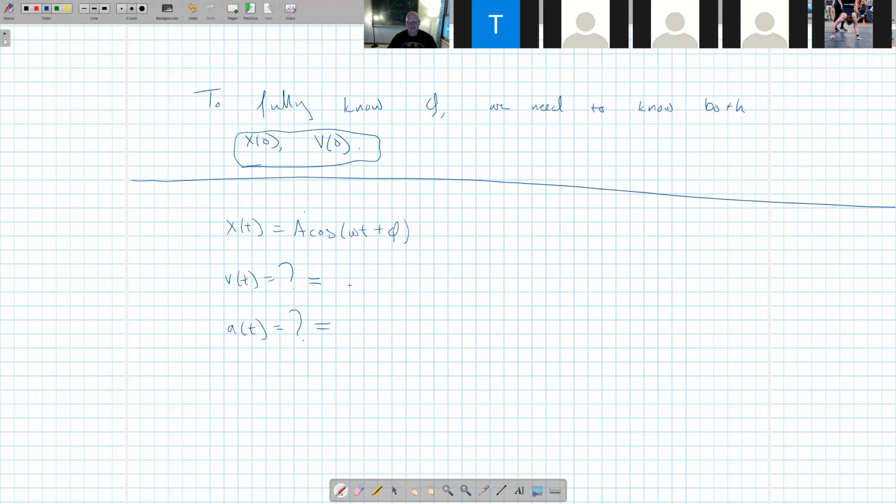So here, the velocity as a function of time is going to be negative the amplitude times the angular velocity times sine of omega t plus phi. And then the acceleration is going to be negative the amplitude times the angular frequency squared times cosine of omega t plus phi. Okay. So these are the last pieces of information that we need.